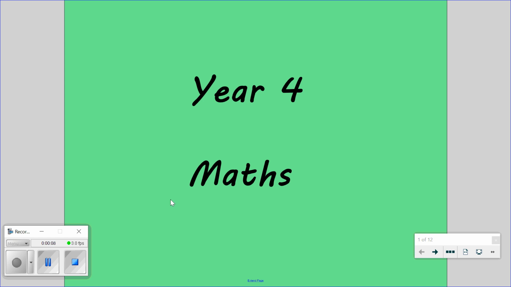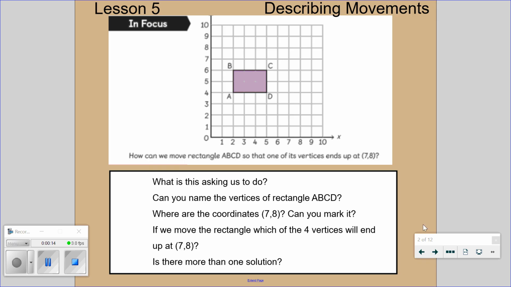Today we're going to be continuing our learning on position and movement. So here is today's in focus. We have a rectangle with the corners labelled A, B, C and D on a grid. And it asks us, how can we move rectangle ABCD so that one of its vertices or corners ends up at coordinates 7, 8?